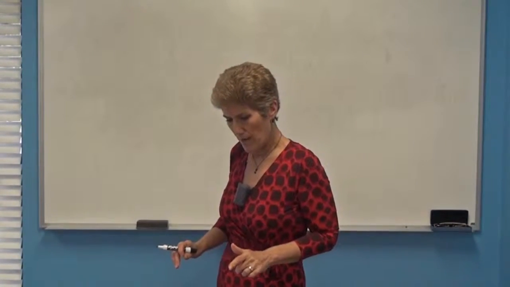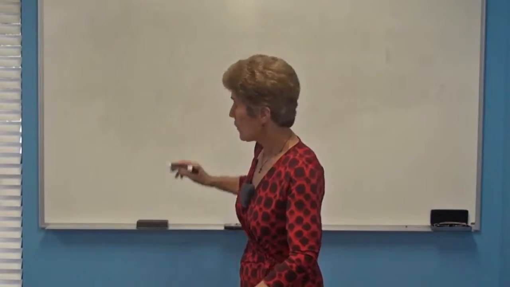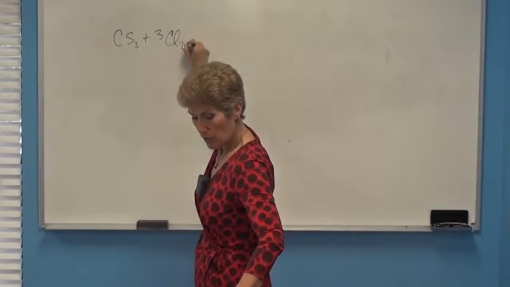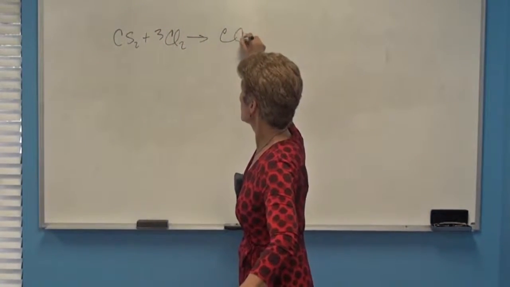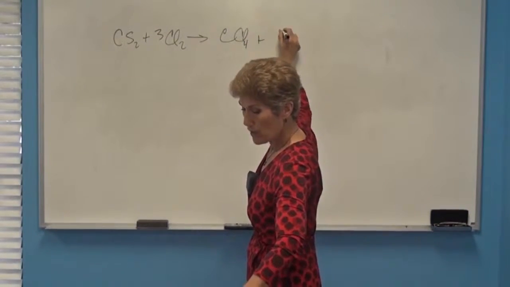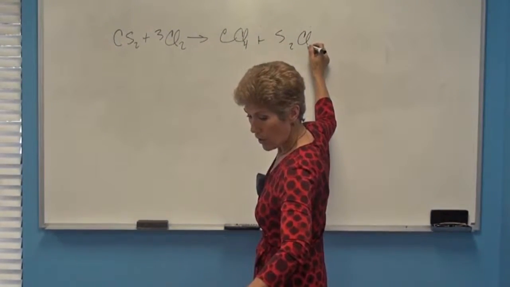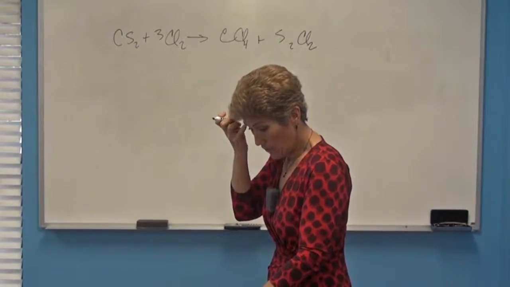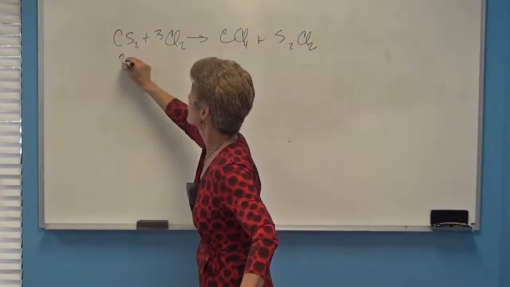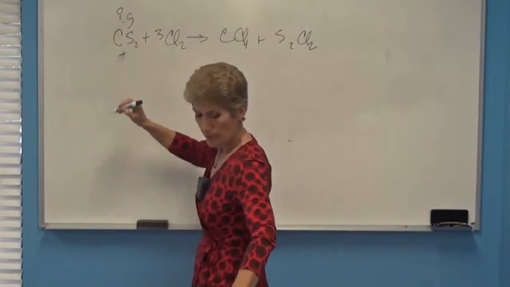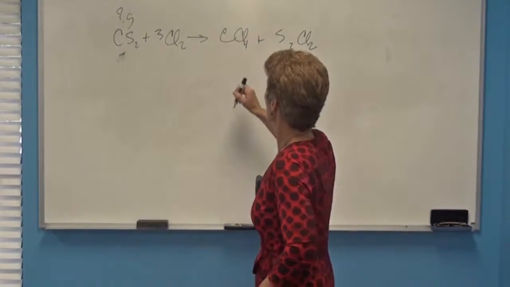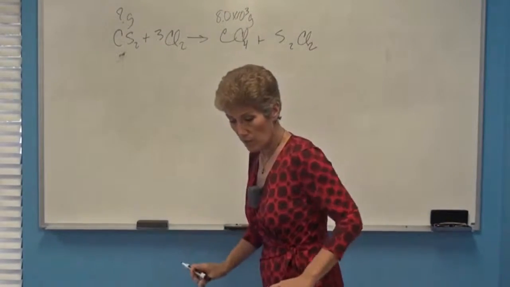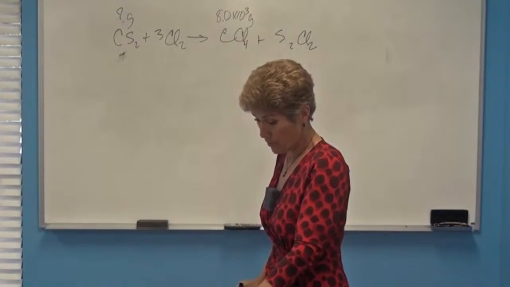Carbon tetrachloride is made according to the following reaction. So we have CS2 plus 3Cl2 yields CCl4 plus S2Cl2. We are told how many grams of CS2 are needed to make 8 kilograms of carbon tetrachloride. So I'm going to convert that into grams because I know I'm going to have to, so what the heck.